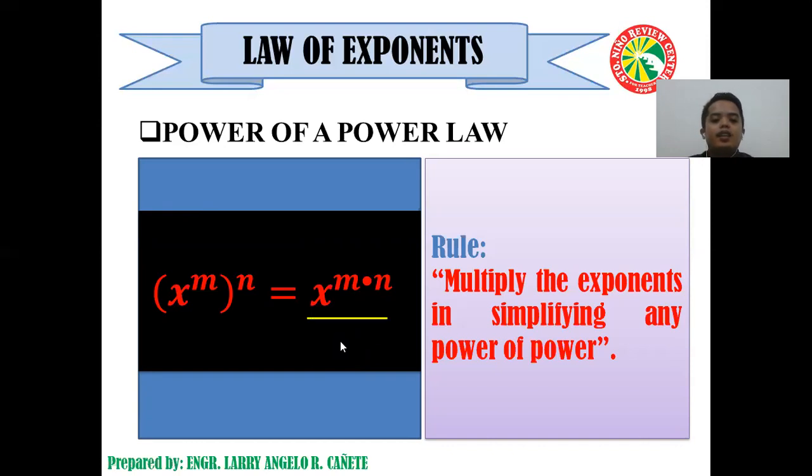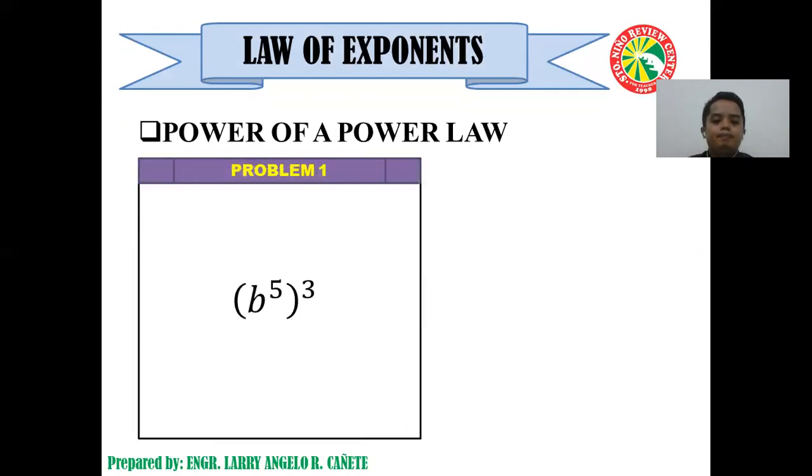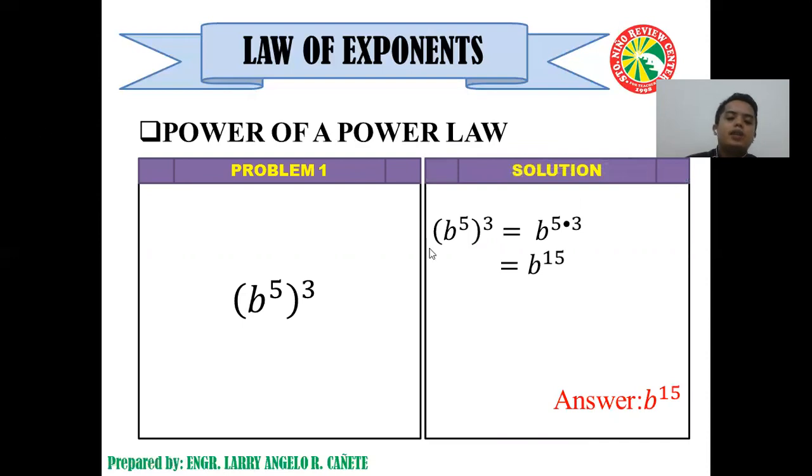So this is the rule for power of a power. Let's have an example for that. Power of a power law. So first, the quantity b to the 5th, raised to 3. So this is your base. Then the base has an exponent of 5, raised to 3. So how is it being solved? The answer is b to the 15th.